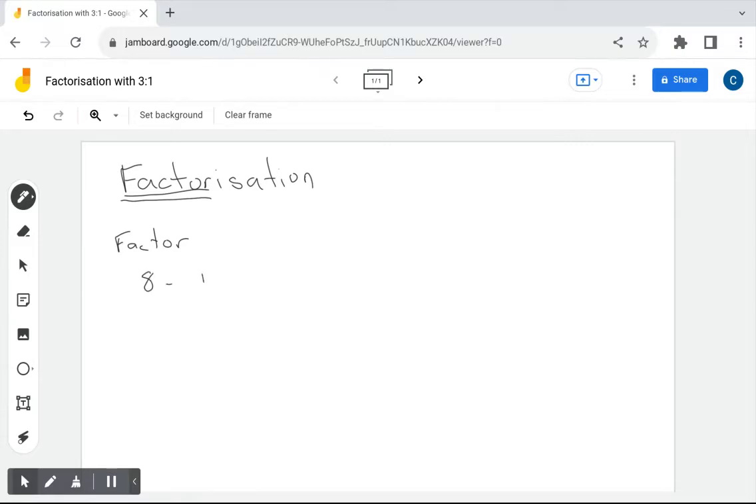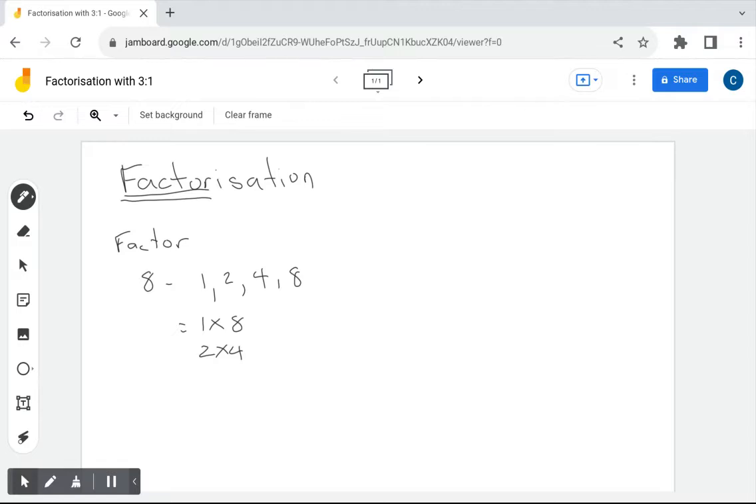Factors of 8 are 1, 2, 4, and 8. So these are all numbers that can divide into 8 without leaving a remainder. We could write these factors as a product to get back 8. So 1 multiplied by 8 will give you 8, or 2 multiplied by 4 will give you 8. So this is basically what factorization is about: getting factors as a product to get back whatever it is, if it's an expression or a number in this case.